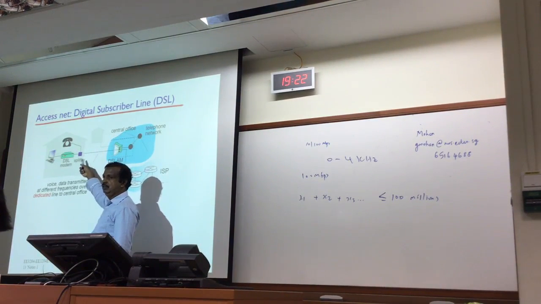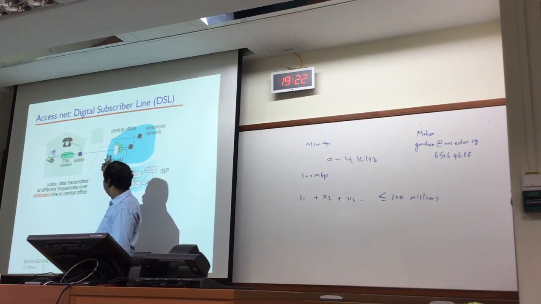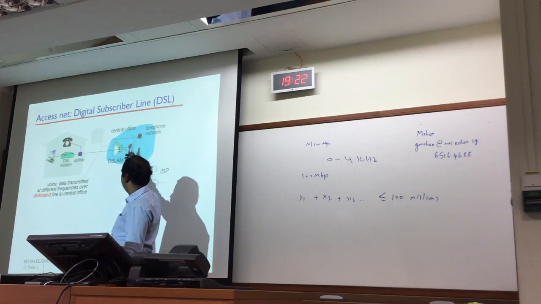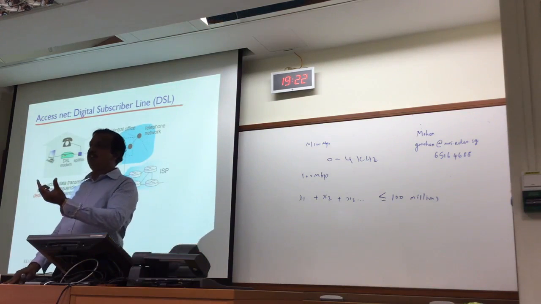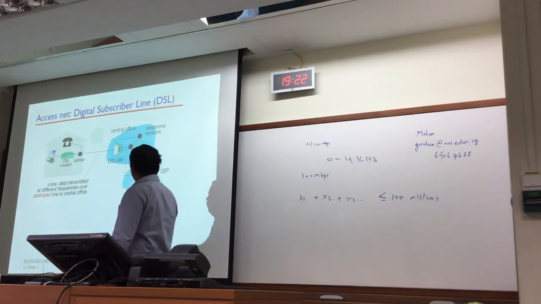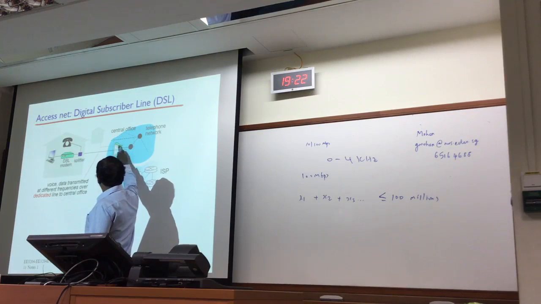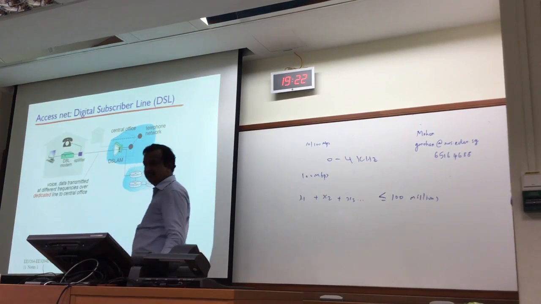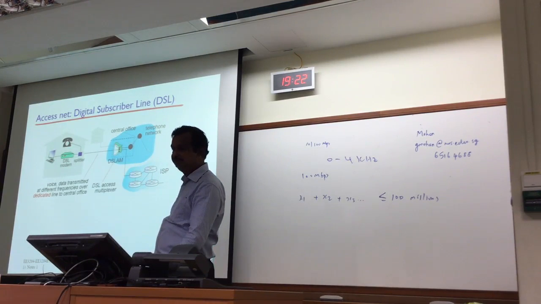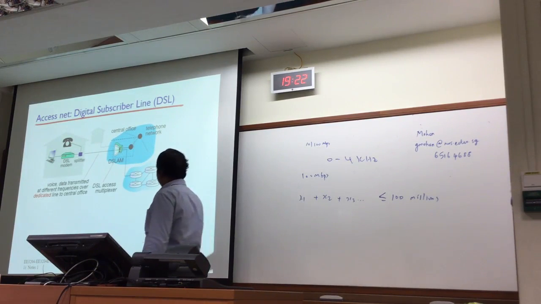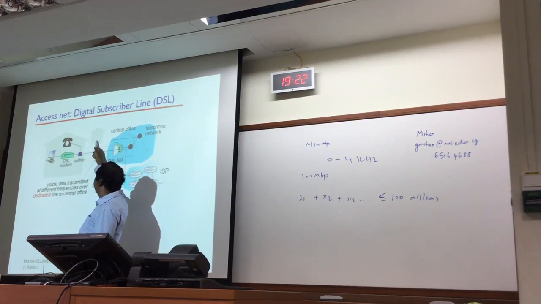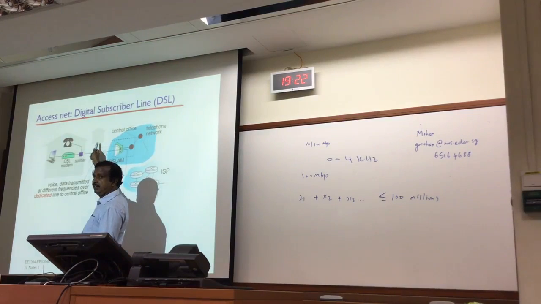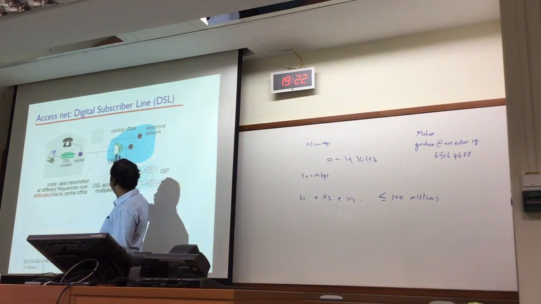There's a dedicated link from your home to the service provider. Service provider equipment is located in what is called the central office. This is the business term, CO, central office. There we have the DSL access multiplexer, DSLAM. So all DSLs are connected to the DSLAM. That means there's a home from here, there's another home from here, everybody has a connection. It goes to the DSLAM.